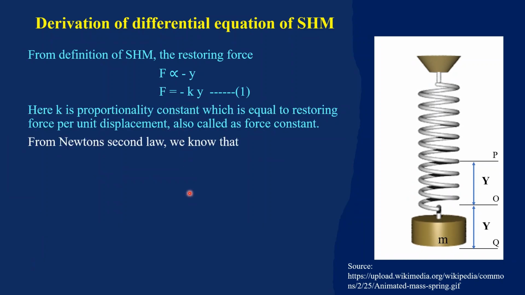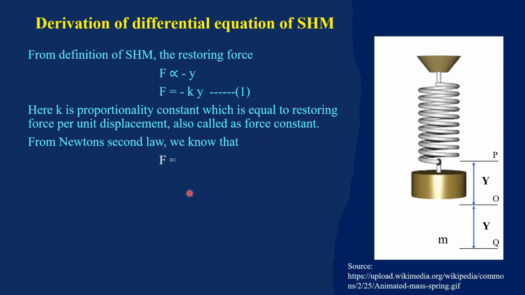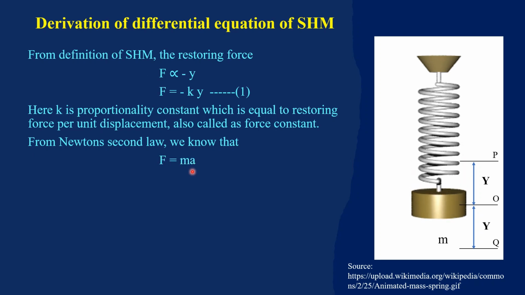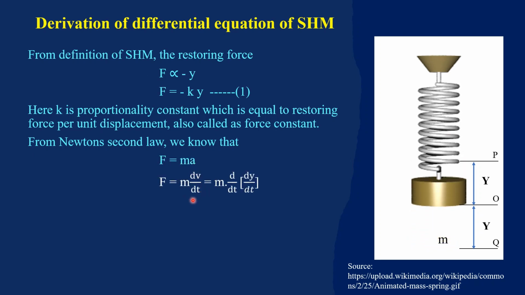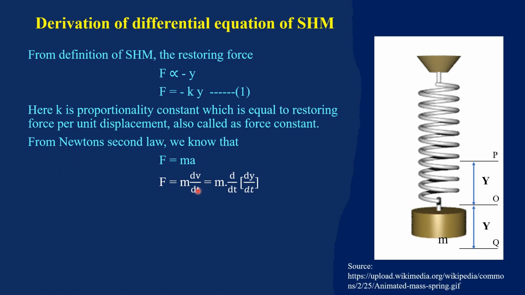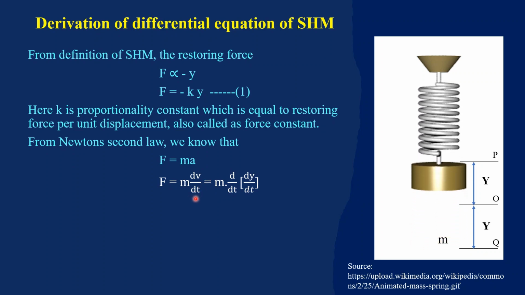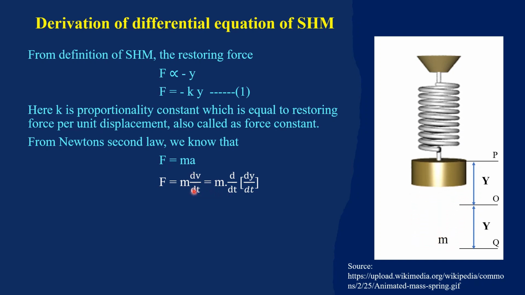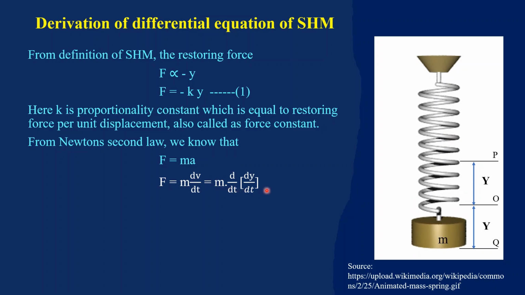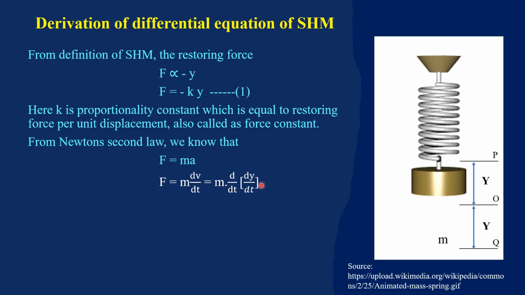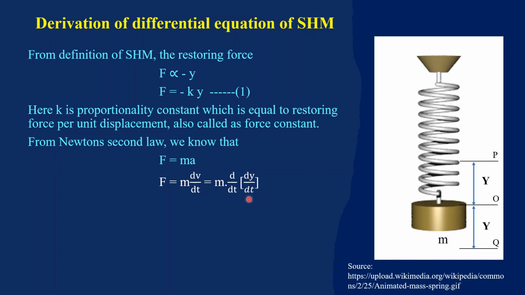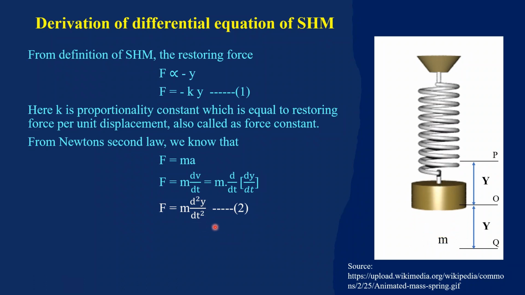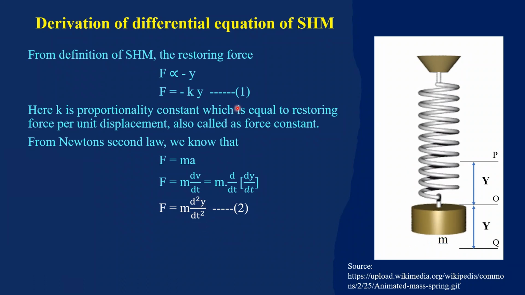And also we know that from Newton's second law, F is equal to ma. Here a means acceleration of the body. So F is equal to m into acceleration, which means rate of change of velocity, and that can be written as dv by dt. So that is equal to m into d by dt of v. V means velocity, and that can be written as the rate of change of displacement, so dy by dt. So F is equal to m into d square y by dt square. So observe equations 1 and 2.